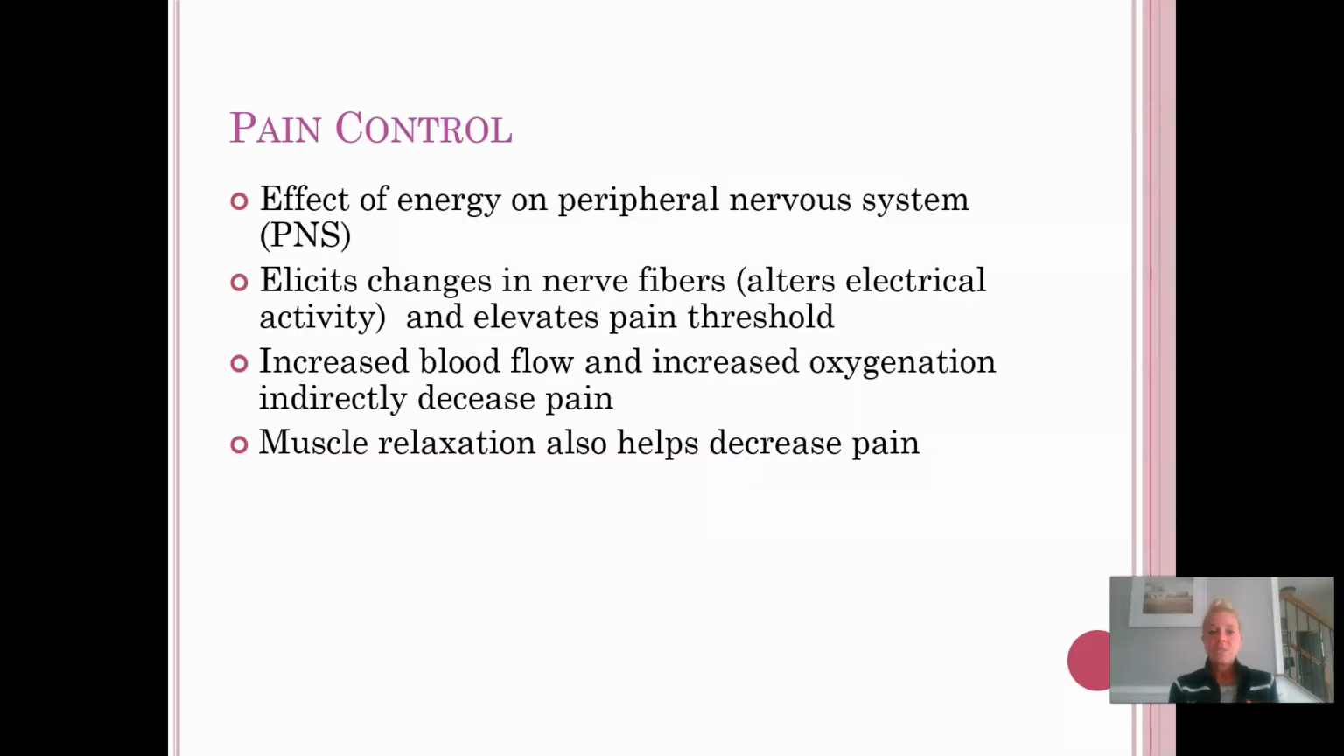Ultrasound can be used to control pain. It can change the conduction of nerve fibers and elevates the pain threshold. It can also increase blood flow to the area, so if there is ischemic pain, this should help with that. And it can also help with muscle relaxation, which can help to decrease pain as well.